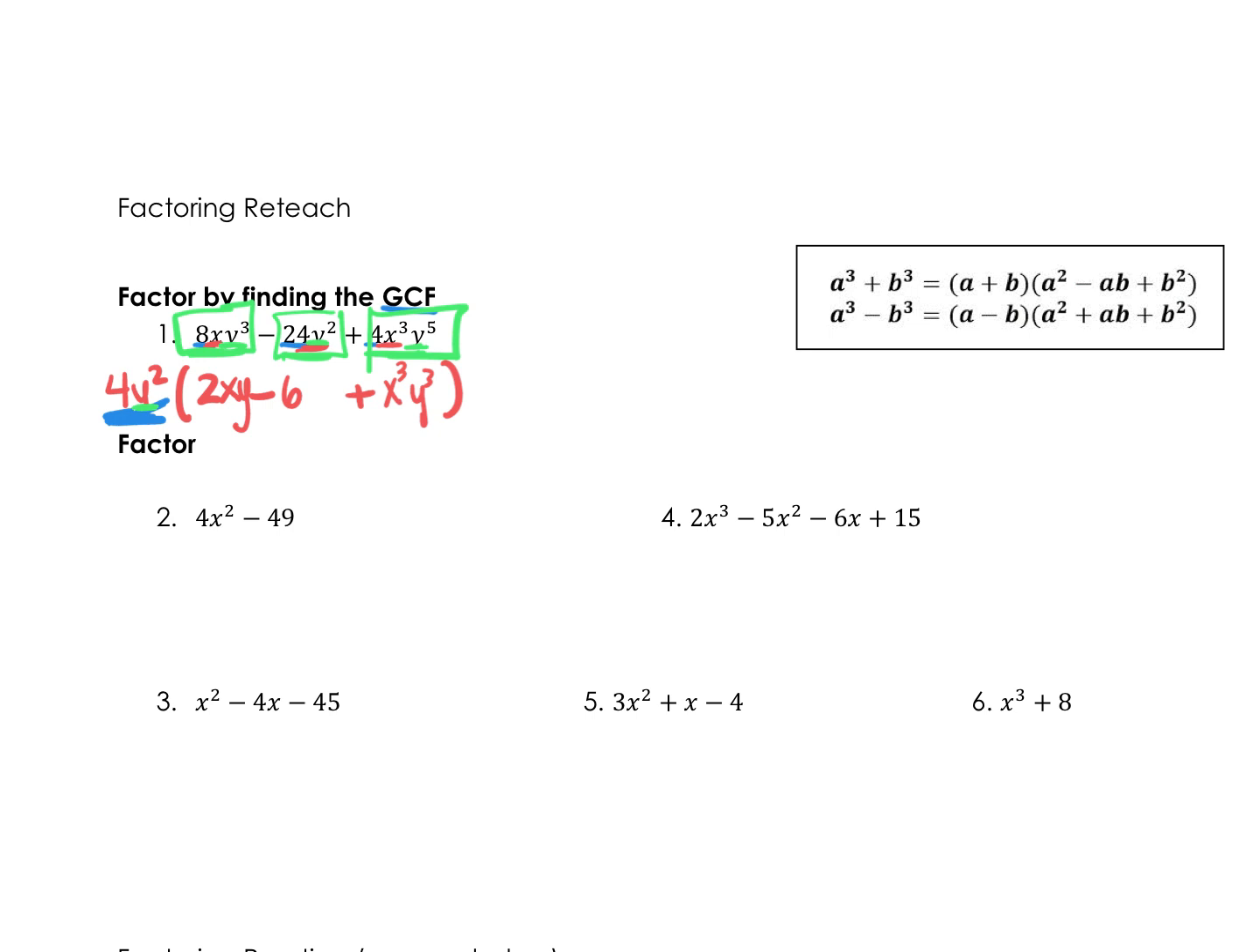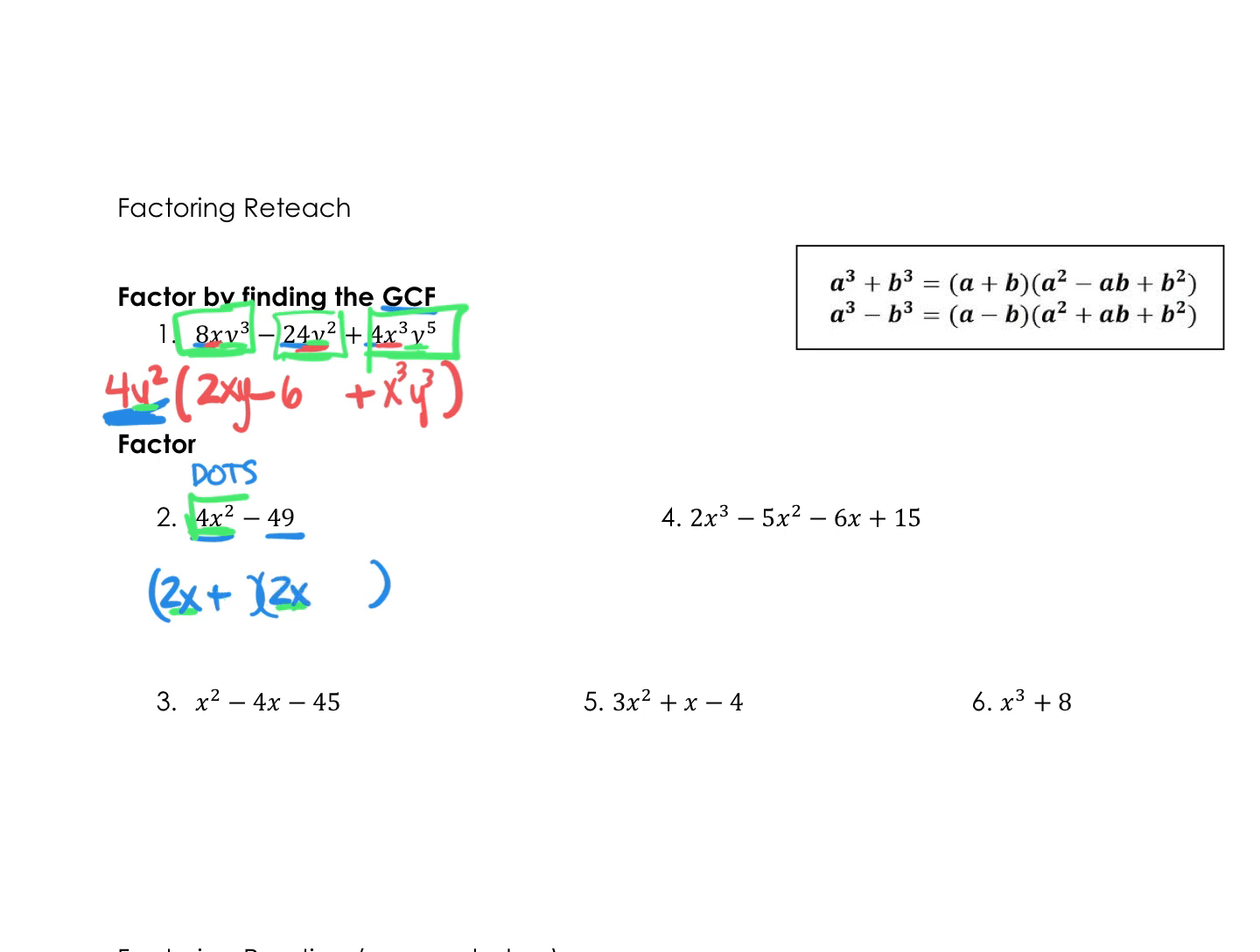Number 2 here, this is a difference of 2 squares. 2 perfect squares, 4 and 49, and the x is squared. And then we've got a subtraction sign, which means this is a difference of 2 squares. So when you factor this, you know it's going to factor into 2 sets of parentheses. To find the first number here in the front, you'll take the square root of whatever's in the front here, the square root of that. So that will be 2x.